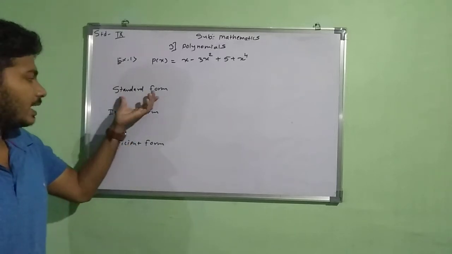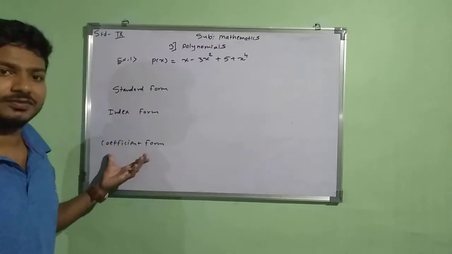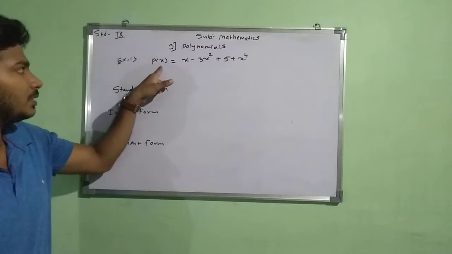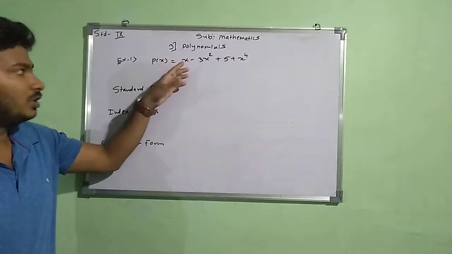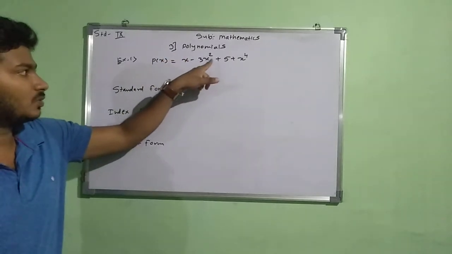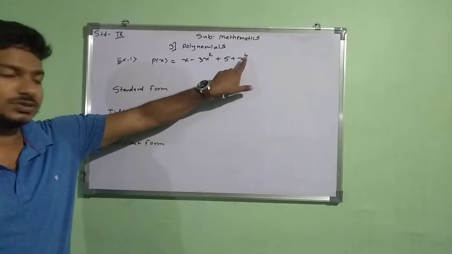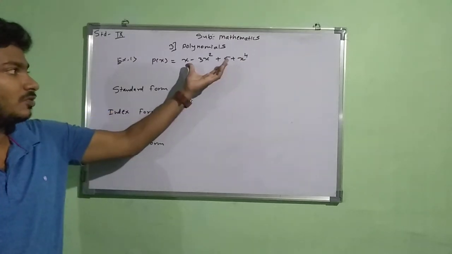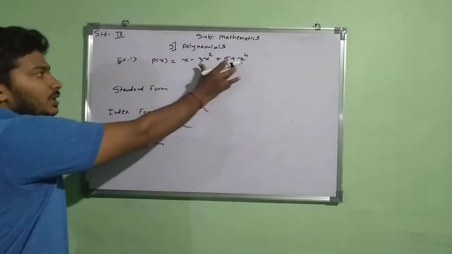Now you will see the standard form, index form, and coefficient form of any polynomial. Suppose we have example 1, P(x), which is any polynomial: x minus 3x square plus 5 plus x raised to 4. Now we will see what is the standard form of that polynomial P(x).